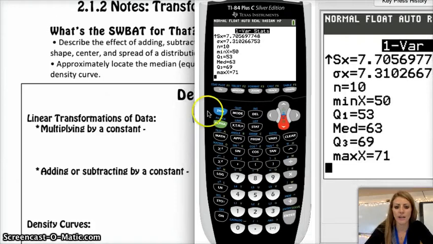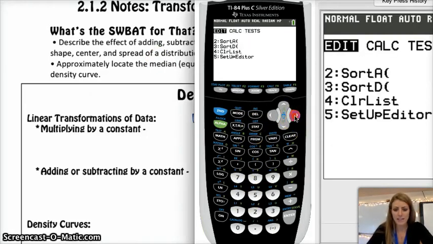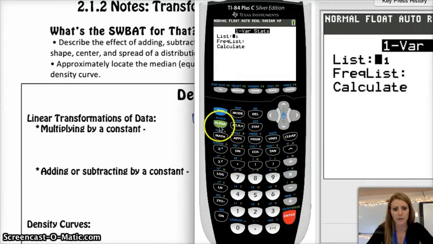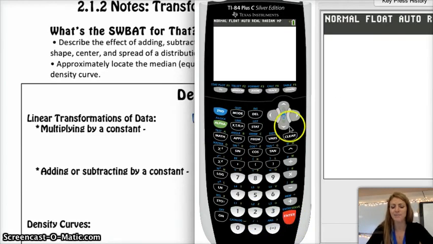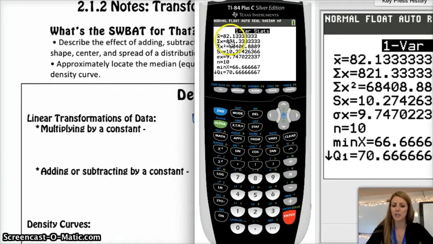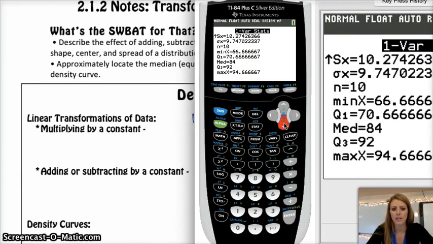So I want to do the same thing for L2, right? Because L2 is our list of data that we've multiplied and divided by a constant. So I'm going to go to stat, calc, same thing, 1 var stats, except I want L2 this time, not L1. Take a guess, what do you think is going to happen? Our mean is 82.13. Our standard deviation is 9.747. Our median is 84, and then our range is 94.6 minus 66.6.